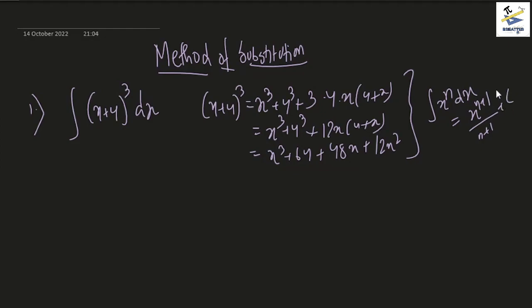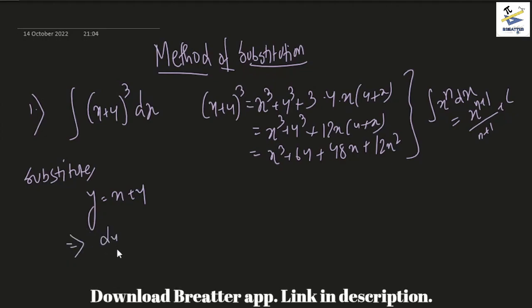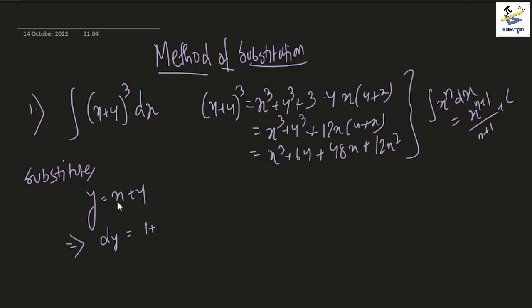So obviously this is one method to do, but the method of substitution makes it a lot simpler for us. What we do is we substitute y equals x plus 4. Now when we take the derivative on both sides, we get dy equals the derivative of x plus 4 with respect to x, which is 1 plus 0, times dx, because the derivative of x is 1 and the derivative of 4 is 0. So we get dy equals dx.